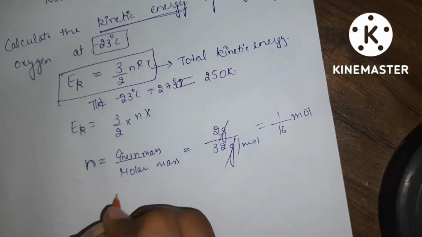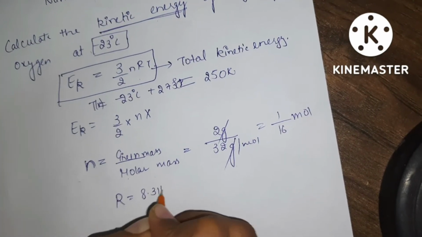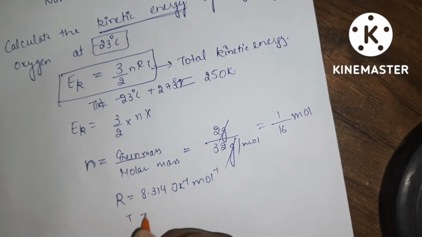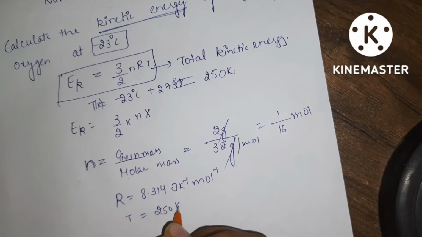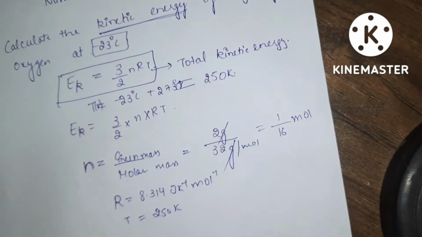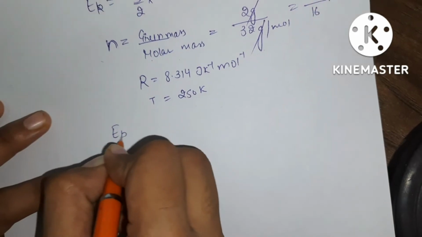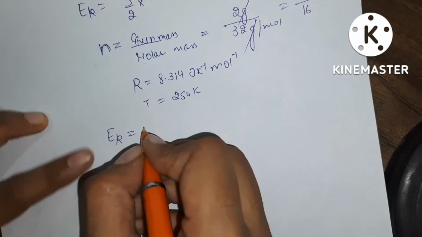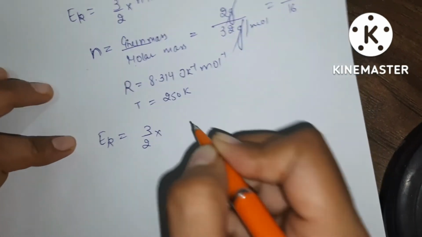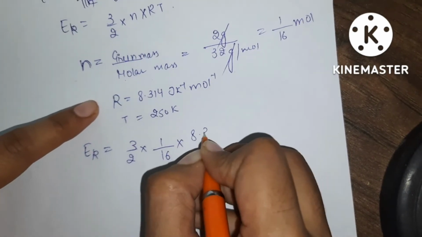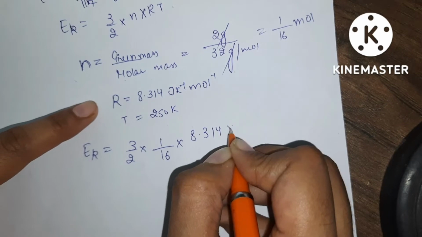Now, what is the value of R? R value is 8.314 joule per Kelvin per mole. Temperature value is 250 Kelvin. I am writing this formula again so that I can show you in a good manner. Kinetic energy is equal to 3 by 2, 1 by 16 is the number of moles, 8.314 is the universal gas constant.